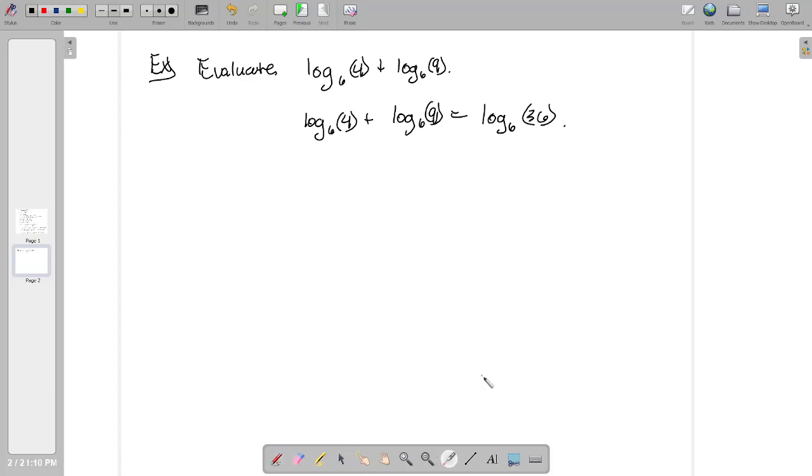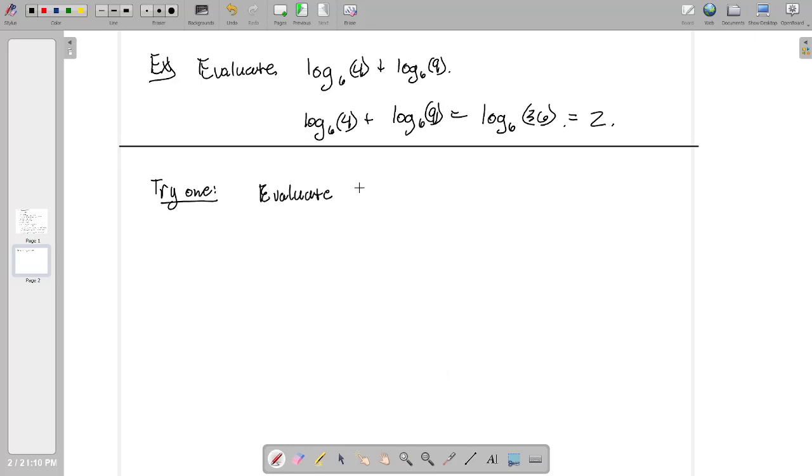And then we just need to figure out what that is. What is log base 6 of 36? Now again, this means 6 to what power gives me 36? Another way of thinking about this, if you think about it as an exponent, is what power do I need to apply to the number 6 to get 36? And that number is 2. So this just equals 2. All right, try one now. Evaluate log base 2 of 160 minus log base 2 of 5.